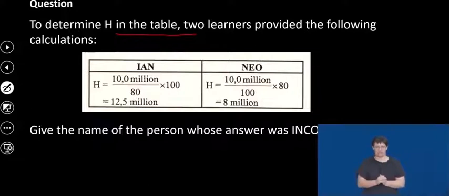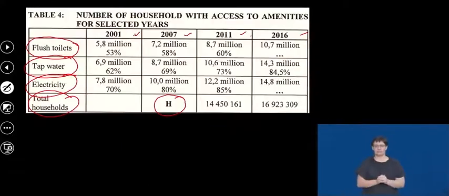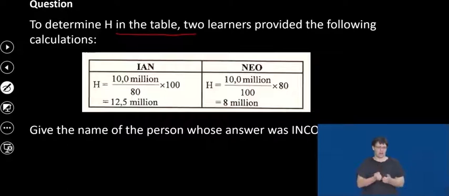So actually I'm going to go back to this for a sec. We're going to be looking at the percentages. So if, for example, I know that 10 million people was 80%, then I can use that calculation to get my total. So I'm going to look at the two calculations. Ian did a calculation and got an answer of 12.5 million. I'm going to analyze his calculation in a second. Nao did a calculation and got 8 million.